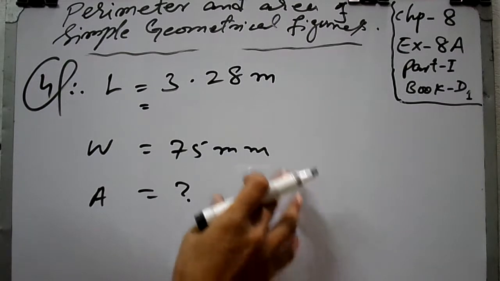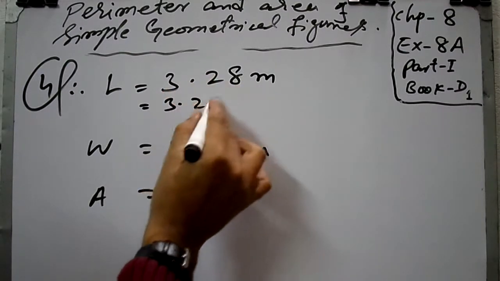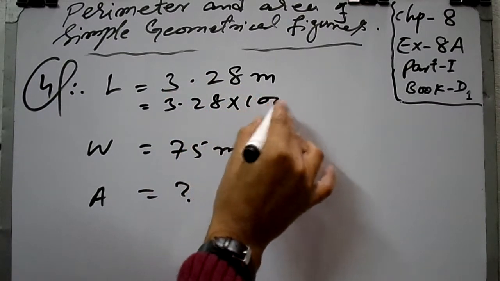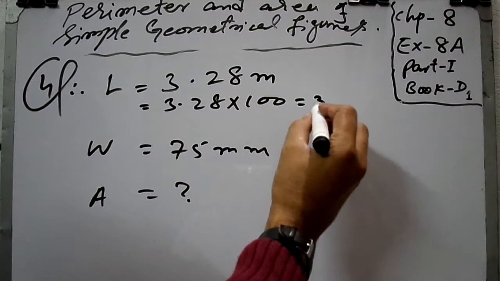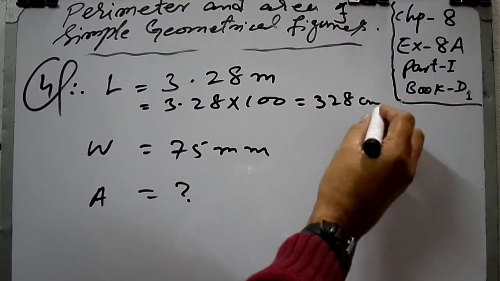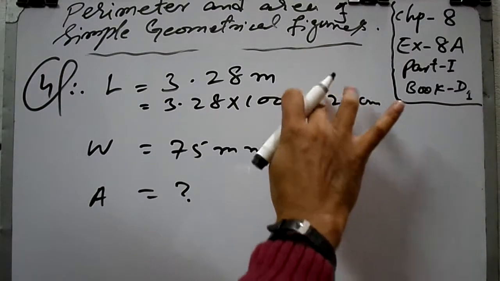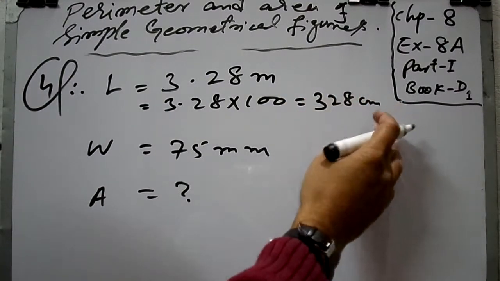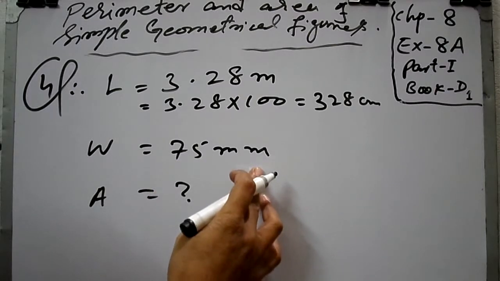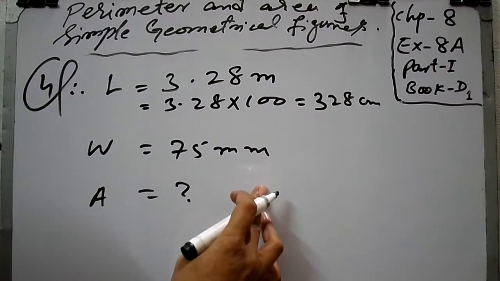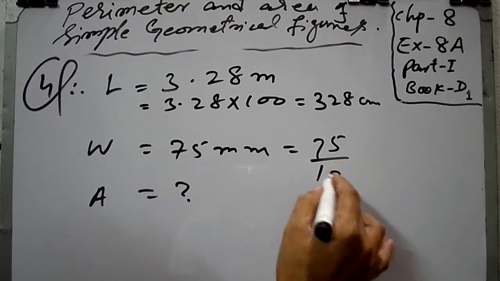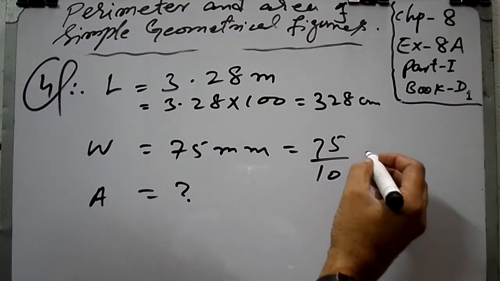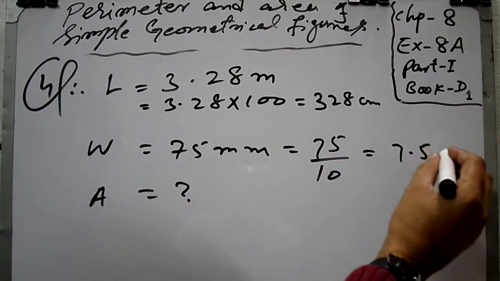So you have to multiply this 3.28 by 100, it will be in centimeters, so you will get 328 centimeter. So it is in homogeneous form. Similarly, 75 millimeter should be converted to centimeters, so you should divide 75 by 10, and you will get 7.5 centimeters.